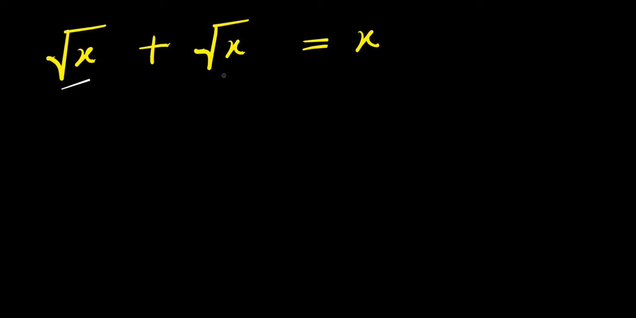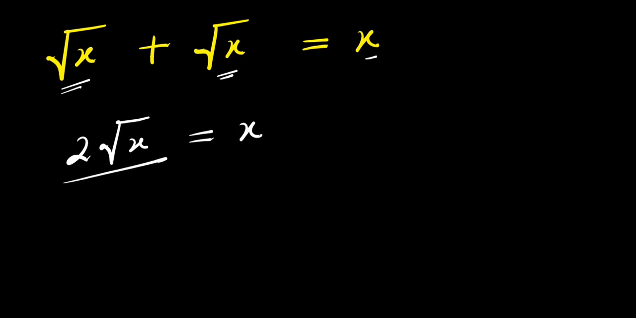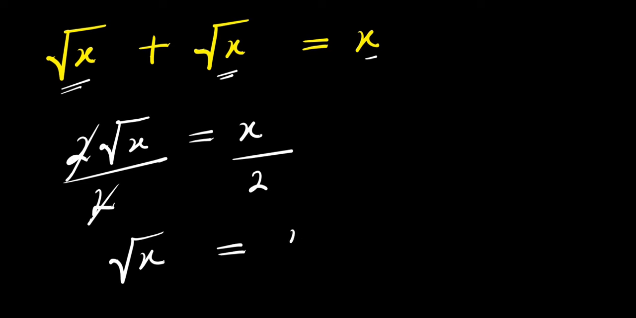Root x plus root x equals x, solving for x. If you add this to this, it will be 2 root x, and this equals x. So what we can do is divide this by 2. We divide this by 2. 2 eliminates 2. I have square root of x equals x divided by 2.